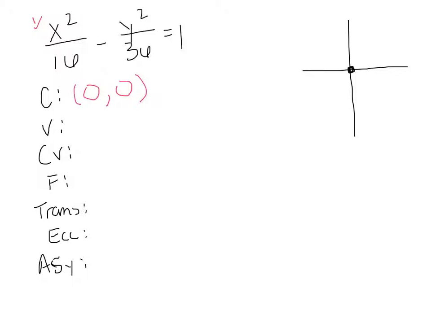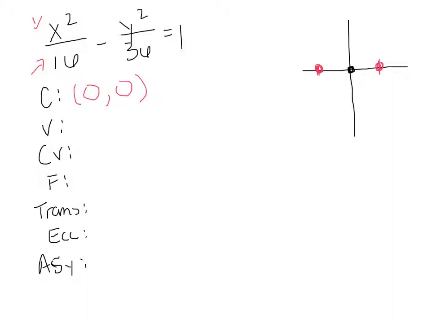And the center is not actually on either of the branches, but it's important to help us define where those vertices are and where the co-vertices are. So looking at our equation, we have 16 under the x squared. That tells me that I need to move 4, because the square root of 16 is 4. And I need to move 4 in the horizontal direction. Right 4 and left 4. So that gives me my 2 vertices.